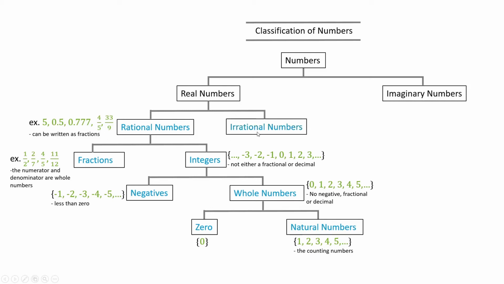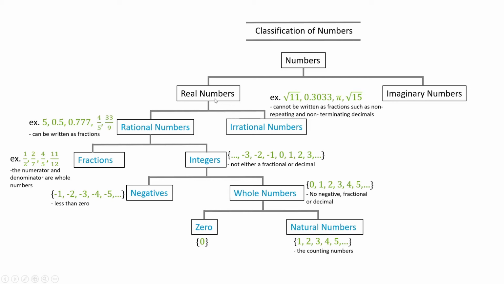Irrational numbers. These are the numbers that cannot be written as fractions, such as non-repeating and non-terminating decimals. Some examples are square root of 11, 0.3033, pi, square root of 15.